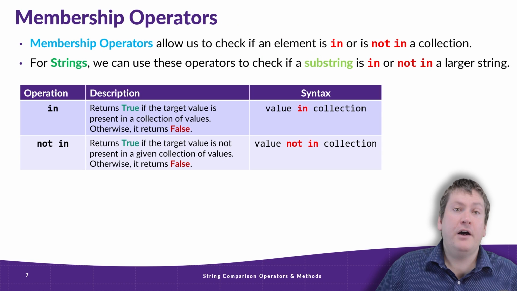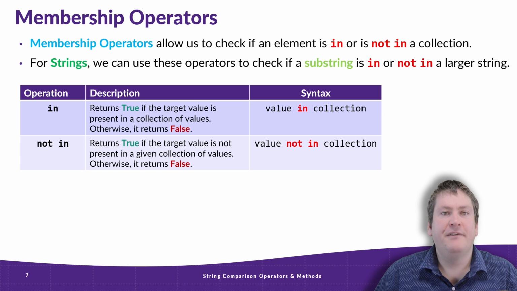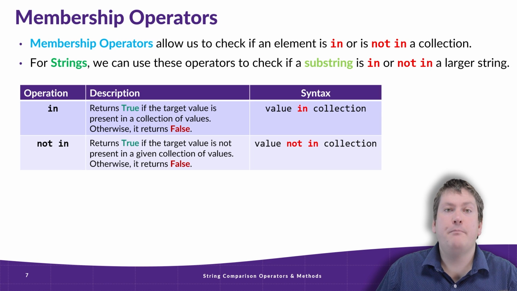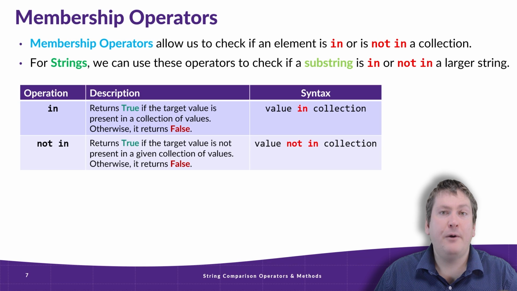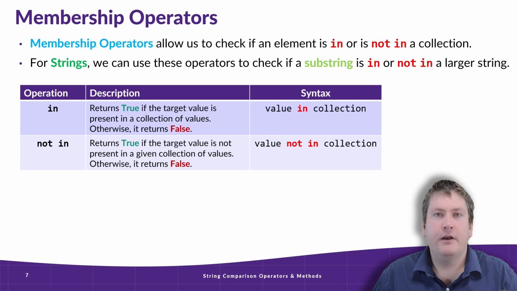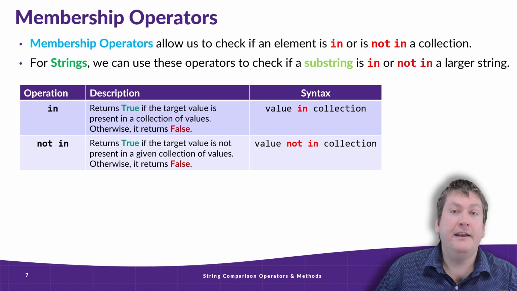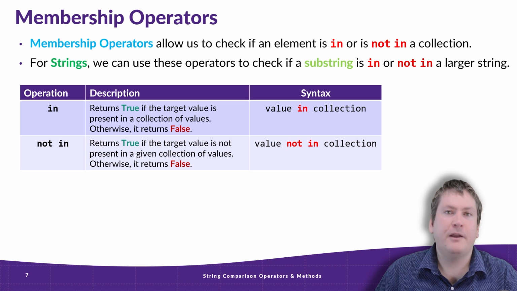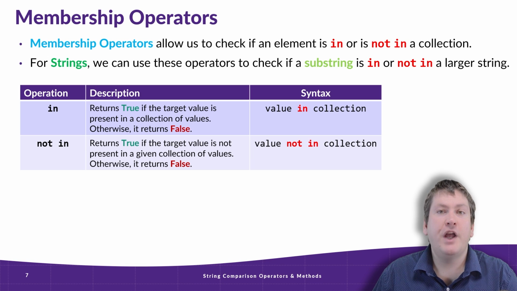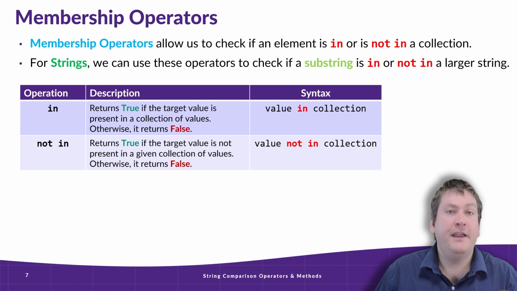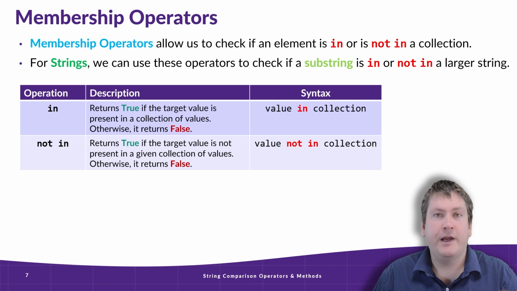Okay, now on to some new operations that we haven't seen yet. And these are the membership operations, and they allow us to check if an element is in or not in a collection. And if you recall, strings are a special type of collection, and they are a collection of character values. And we can use in and not in on strings, just like we could for any other collection. And what they do for strings is they check if a substring is in or not in a larger string.